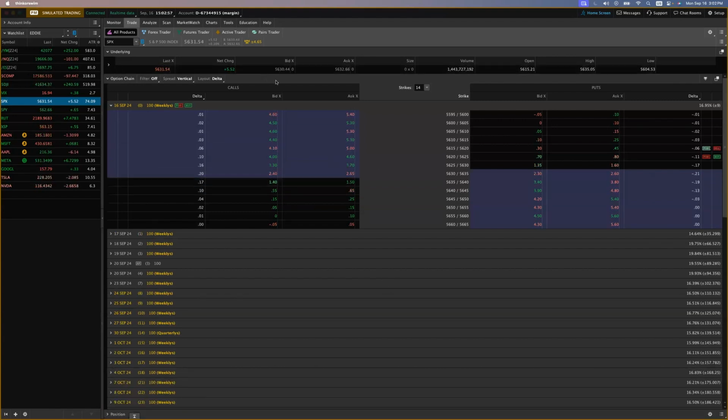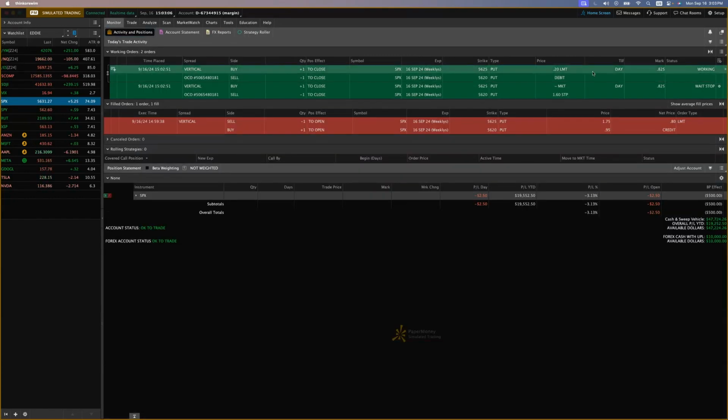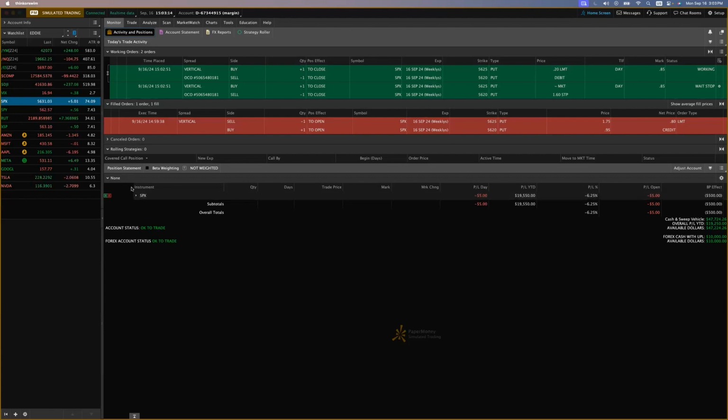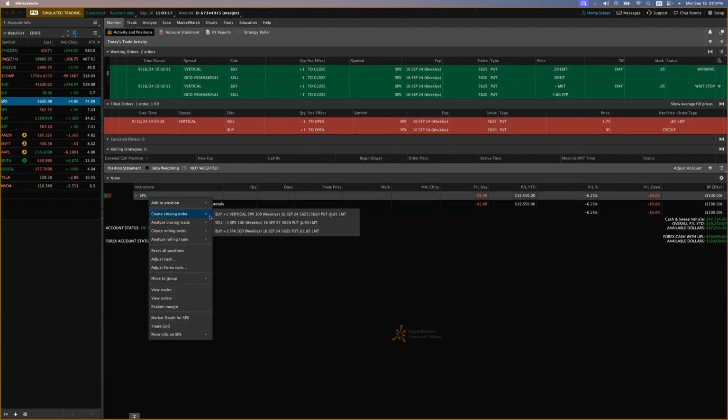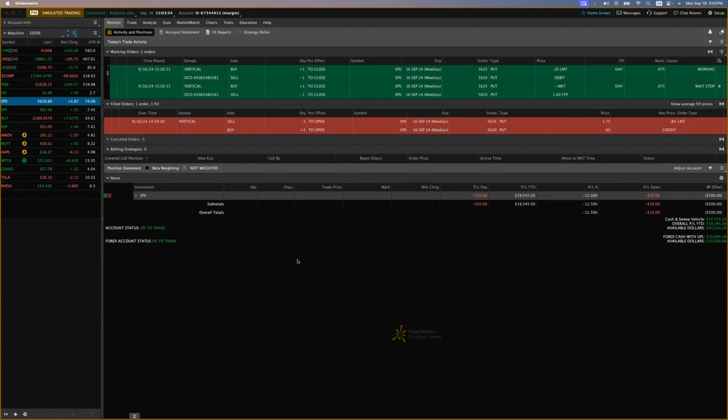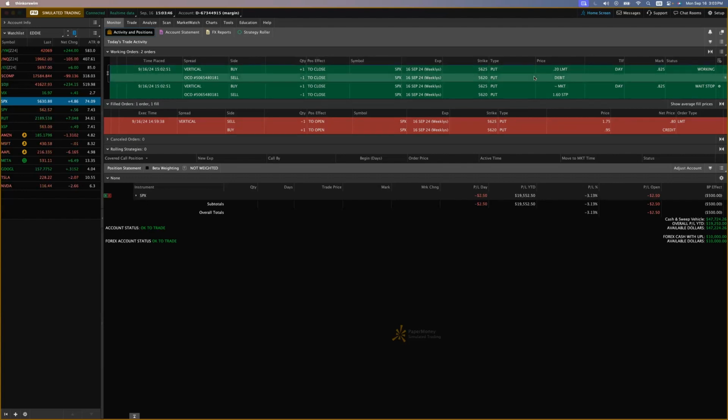The next concept, which is avoiding a duplicate order. Now that I have a working order for either take profit or a stop loss, you might be tempted when the price has reached a certain point to come back down here in your position statement, right click and create a closing order. If you in fact did that, what you'd end up doing is actually buying another spread instead of selling. So what you want to do, if you want to manipulate that current position that you're in, you want to come back here to your working order and manipulate the take profit, not the stop loss, but the take profit, and make the adjustment there.